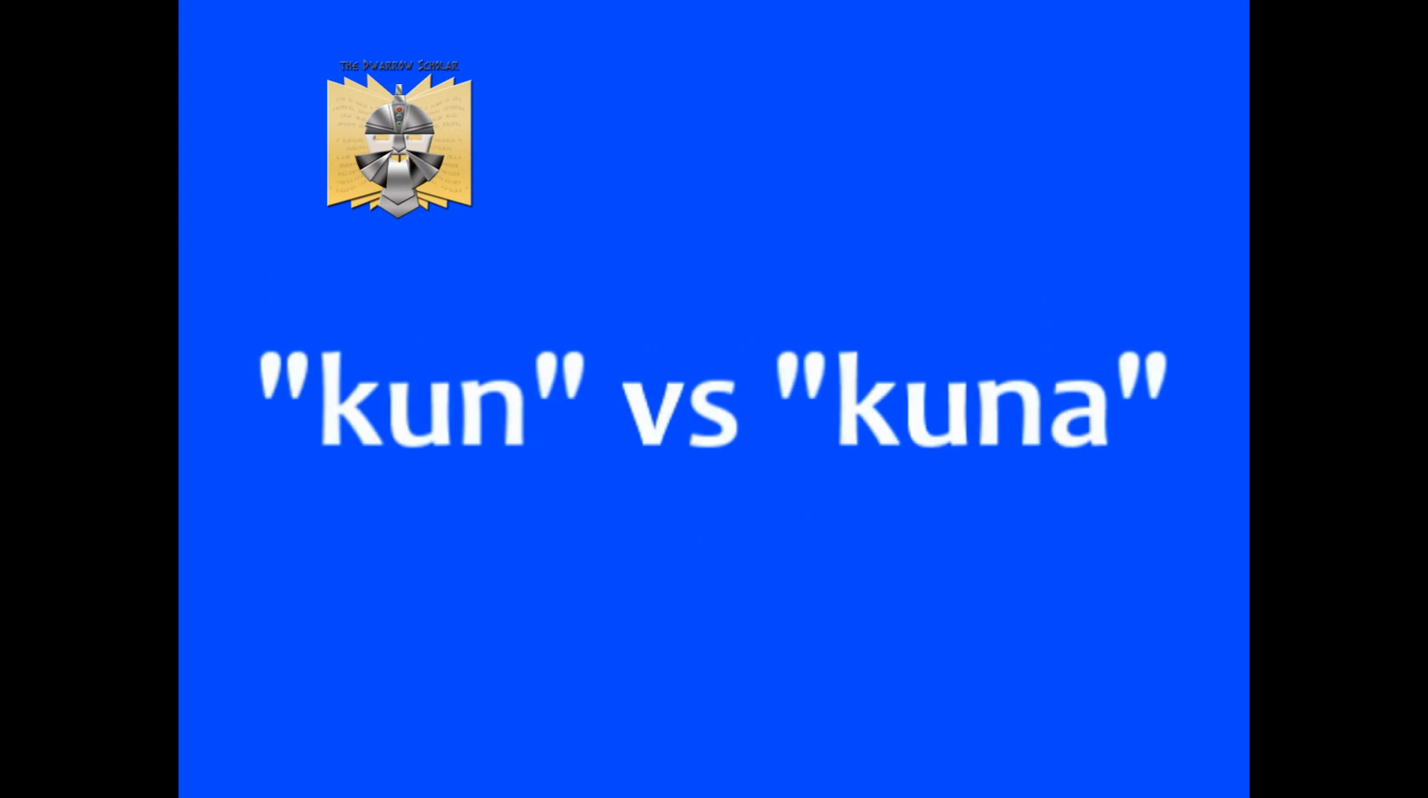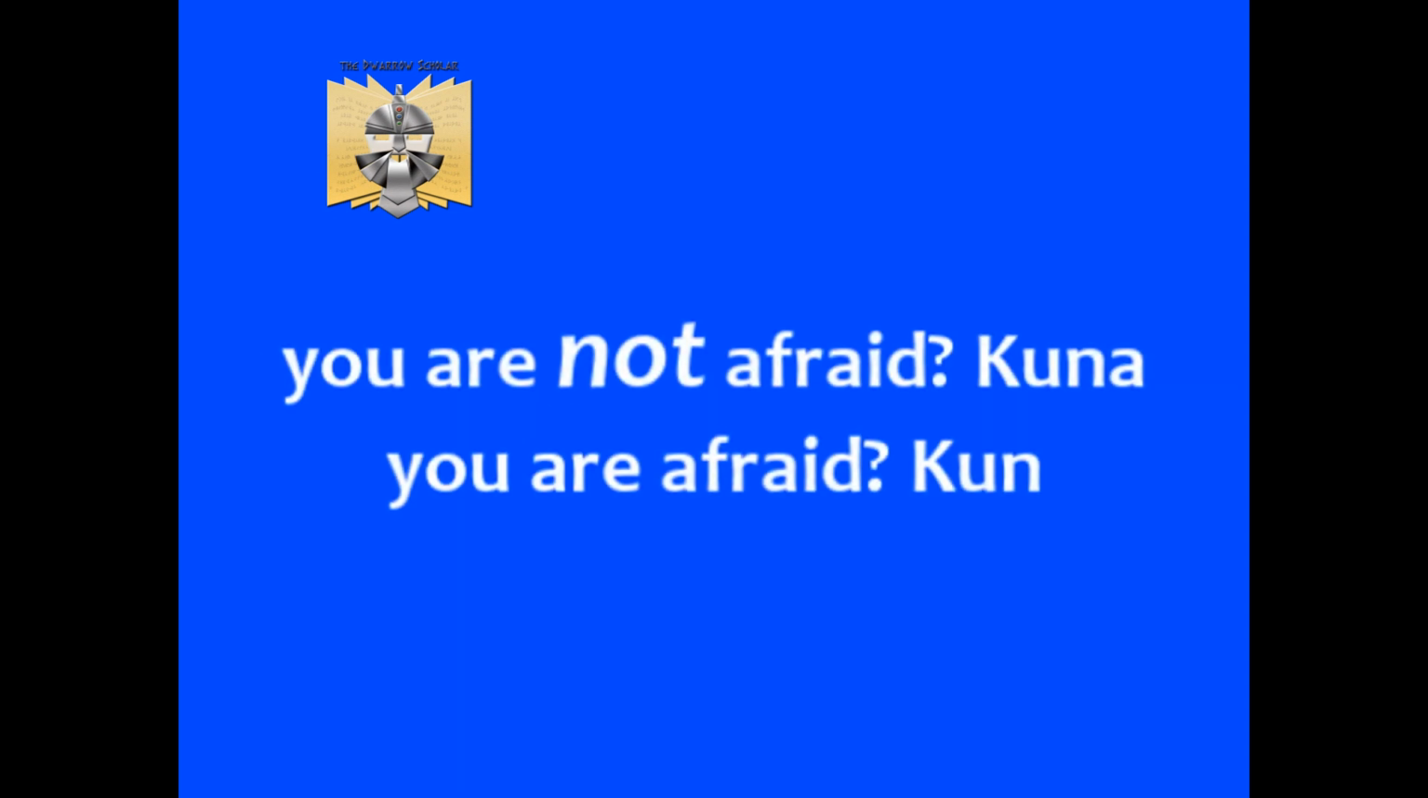Now, concepts. The first concept that we've seen is kun versus kuna. These are two forms of yes. When do we use them? Well, we use kun when we express a positive answer to a positive question. And we use kuna when we express a positive answer to a negative question. For instance, to the question masagridia, meaning you are not afraid, we would respond positively by saying kuna. While to the question sagridia, you are afraid, we would respond with kun.